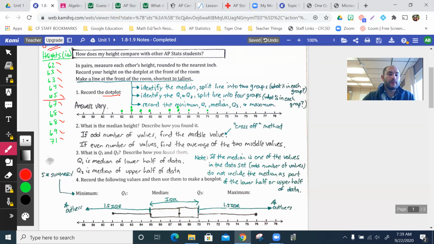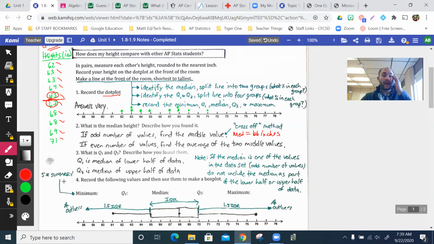So the median is the average of these two, 65 and 67, or in other words, the number exactly halfway between 65 and 67. So for our data set, the median is 66 inches.